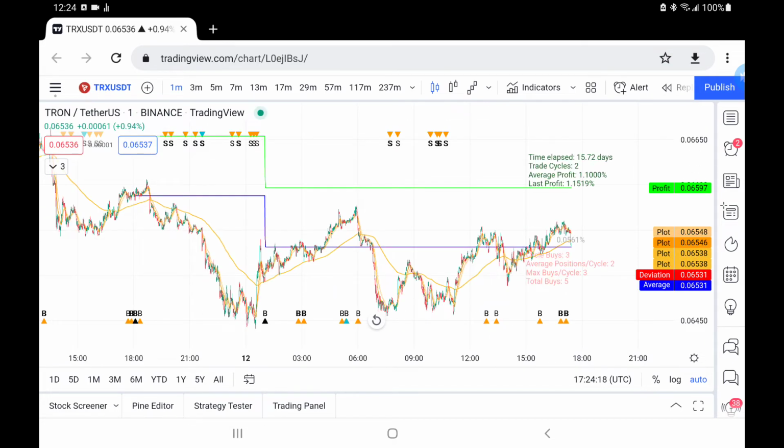TRX. This coin can be difficult to work with just because there's not a lot of volatility in it. And yet, it still manages to pull off 2 trade cycles. It is definitely an accumulation approach for this one. As you can see, an average of 2 positions per trade, with the maximum of 3 being the most recent.